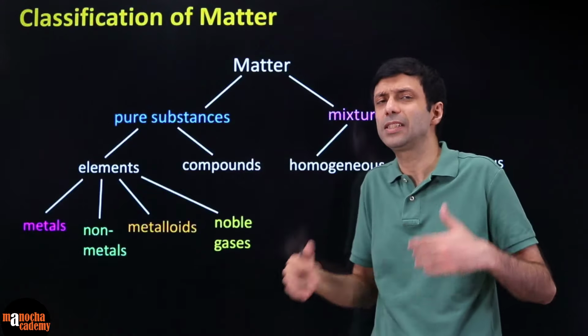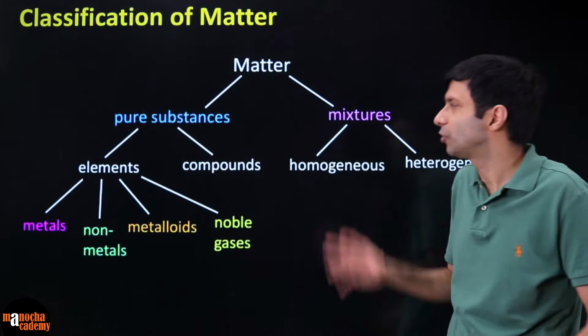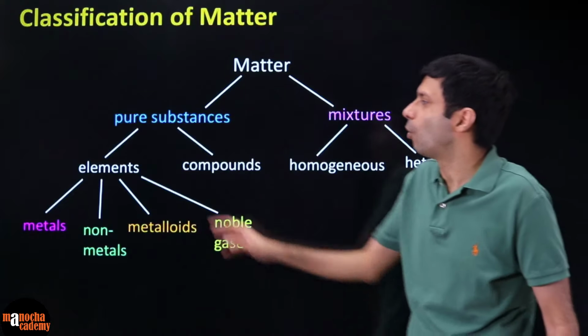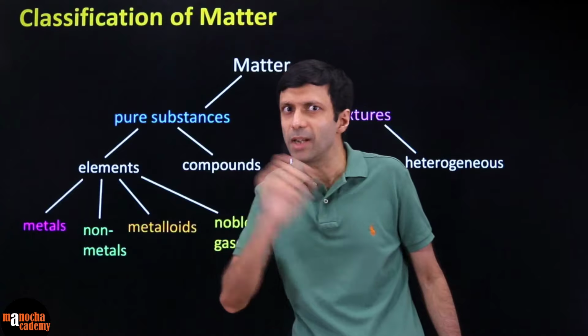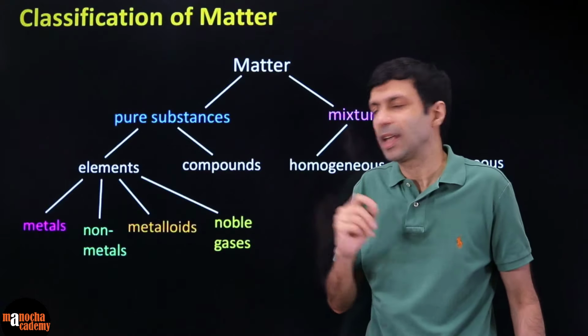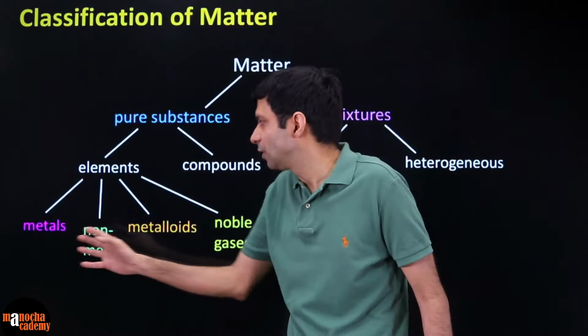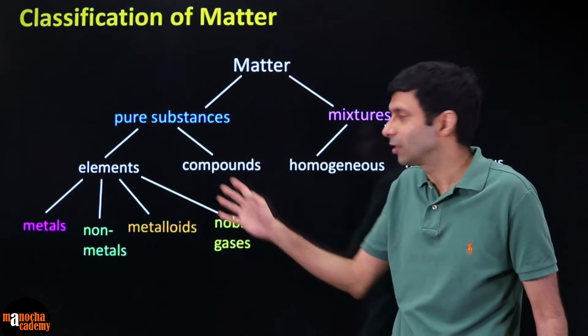Again, if you have not heard of these terms, don't worry, you'll be learning all this in chemistry class. This is just the overview. Now, what are elements? Elements are made up of only one type of thing, right? So only one type of atom. You can say metals, non-metals, metalloids, noble gases, all of this, right?